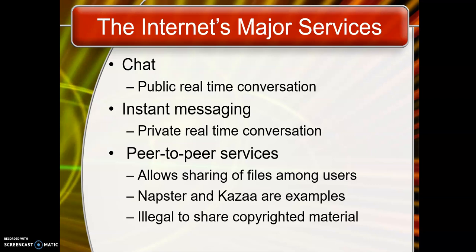So internet messaging, private or real-time conversations, and peer-to-peer services. Now peer-to-peer services means one-to-one. For example, there is a source, there is a destination, they are talking to each other. At the same time, source and destination can act like a client, and at the same time, it can act like a server. So it allows sharing of files among the users. A few of the older examples include Napster and Kazaa, and it's illegal to share copyrighted material until and unless you specify the reference.